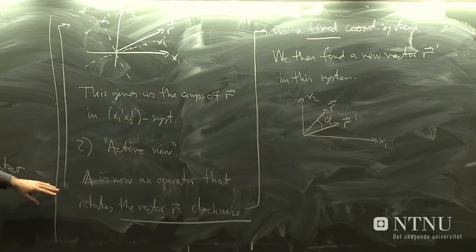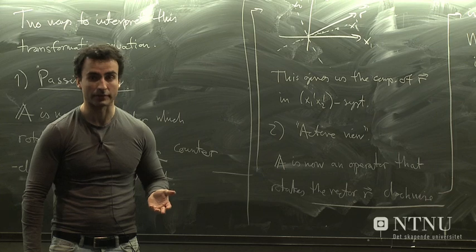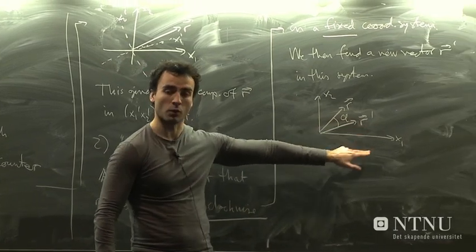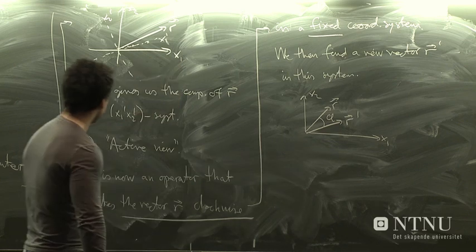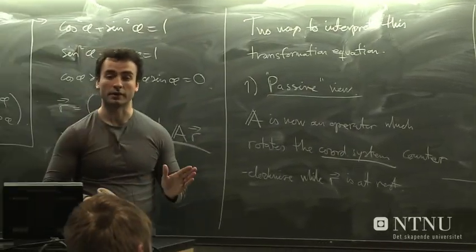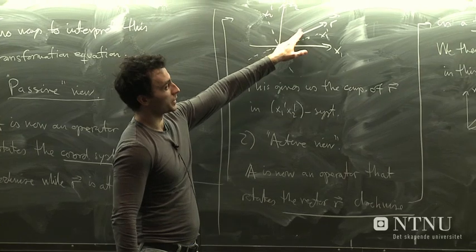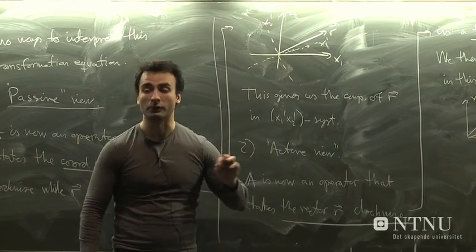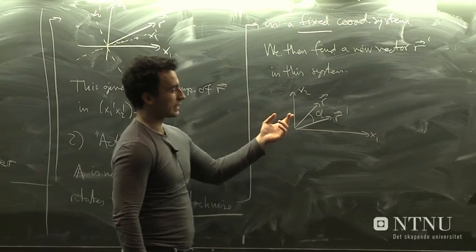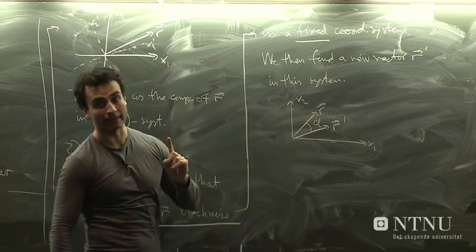In the active view, A is now an operator that rotates the vector r clockwise instead of counterclockwise to a new vector r prime while leaving the coordinate system unchanged. So the difference between the active and the passive view is that in the passive view, you actually go to a new coordinate system. You're only dealing with one vector, which you then express either in the unprimed or the primed system. In the active view, the matrix A rotates the vector itself, and you're only dealing with one coordinate system.